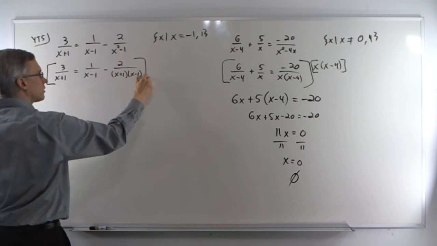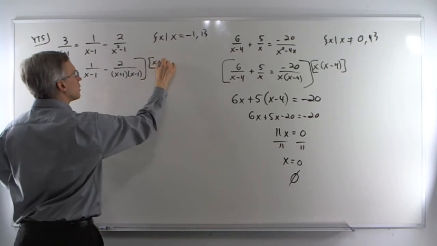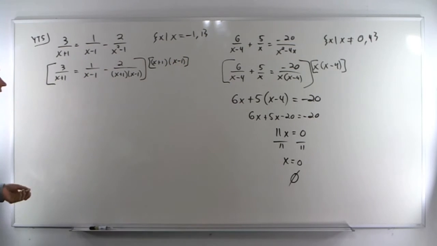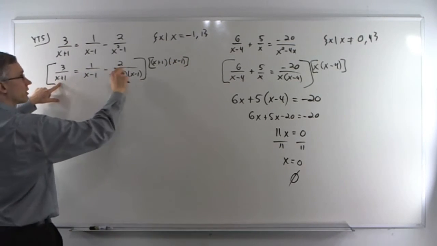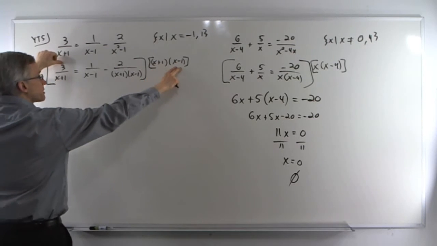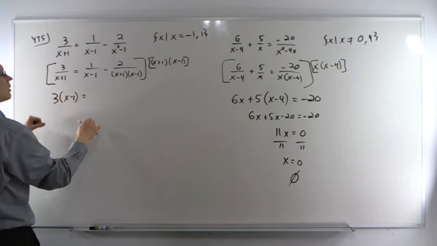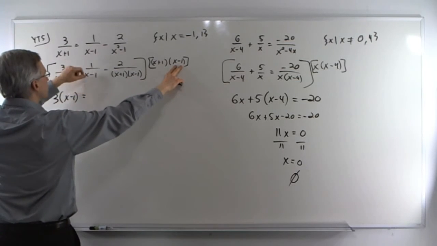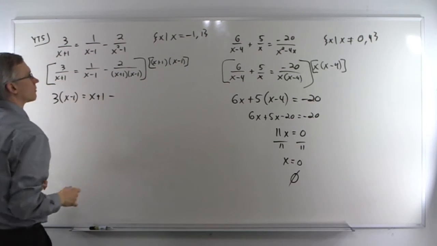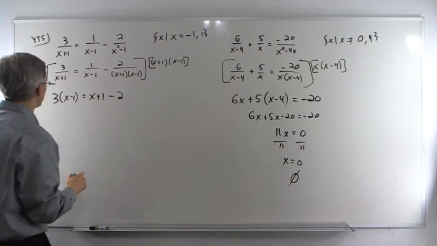Now the LCD, we've got two unique binomials, x plus 1, x minus 1. Now I'll distribute this in. So here, the x plus 1's cancel, so we're left with 3 times x minus 1. Here, the x minus 1's cancel, so we're left with 1 times x plus 1. And here, everything cancels, so we just have -2.